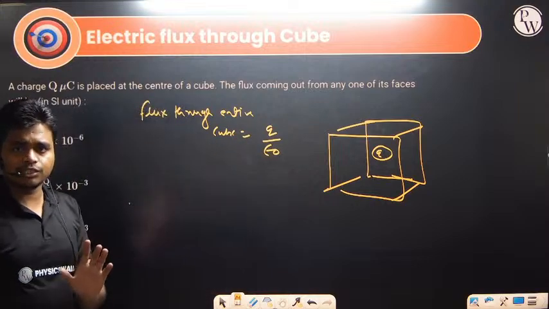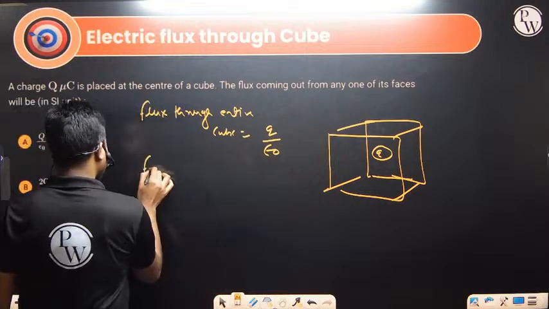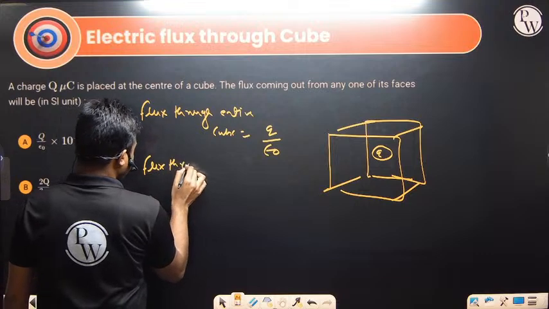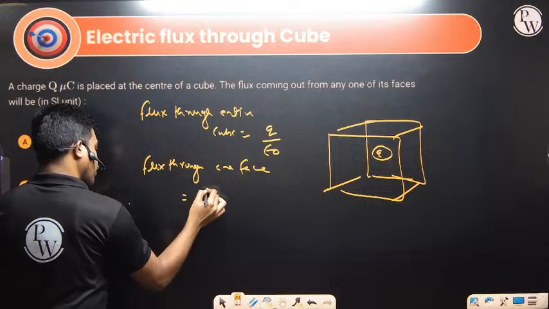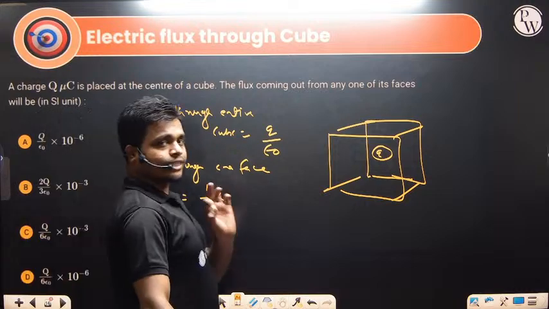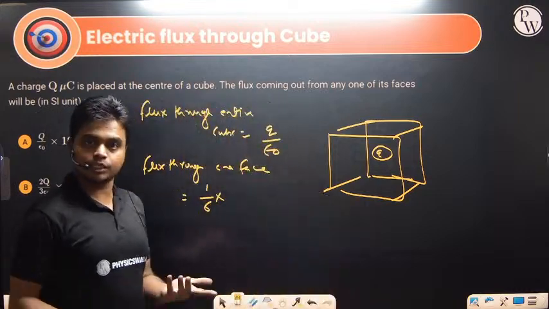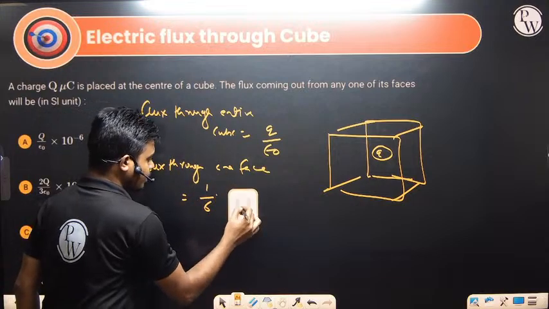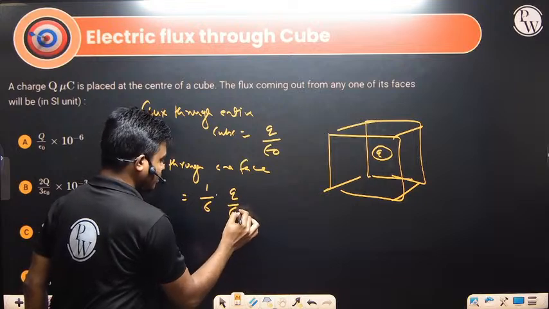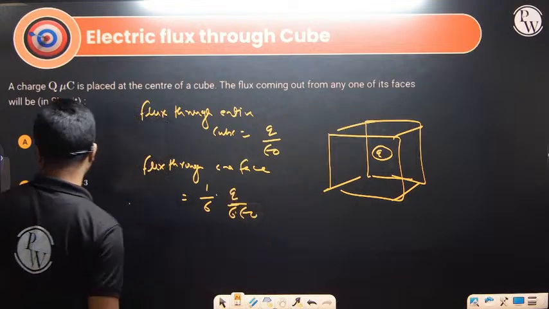How many faces will it have? 6 faces. So the flux through one face will be given by total Q by epsilon naught divided among 6 faces. So for one face, it is 1 by 6 multiplied by the flux through the entire cube. So this will be Q by 6 epsilon naught, right? So the answer will be Q by 6 epsilon naught.